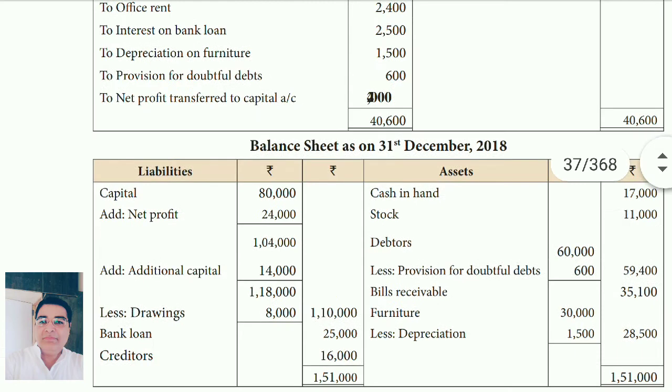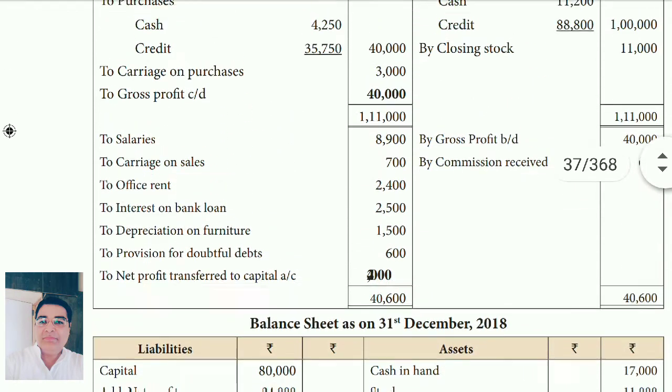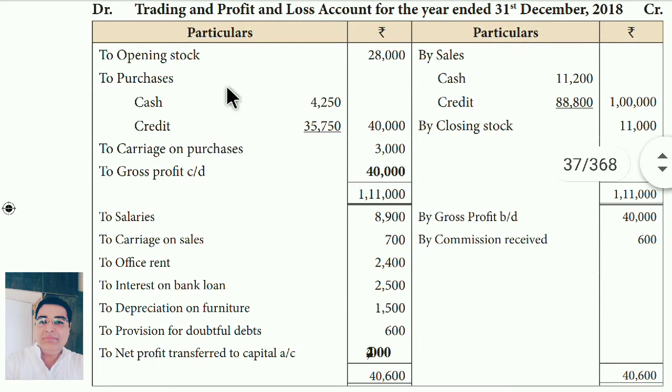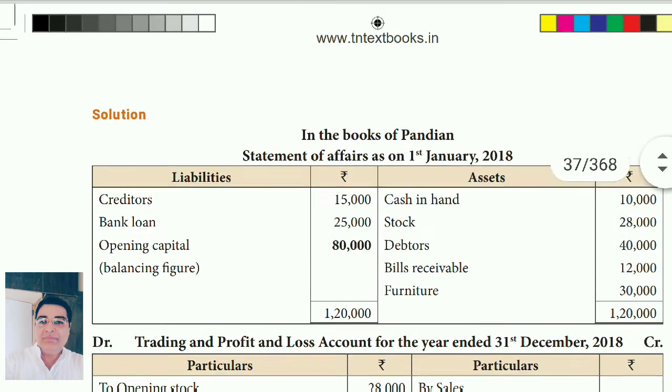Now see here in the profit and loss account, debit side, here it has come: depreciation on furniture 1,500, provision for doubtful debts 600 rupees. So whatever amount is less on the asset side, those two amounts we have to write in the debit side of profit and loss account. Understand? Now move on to the question. Next step.